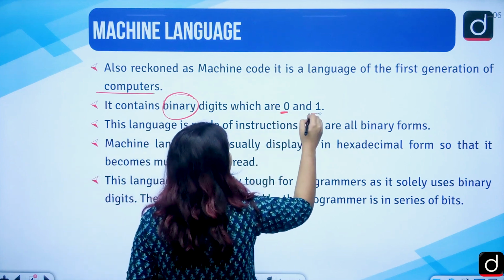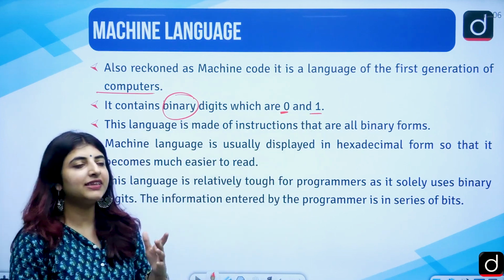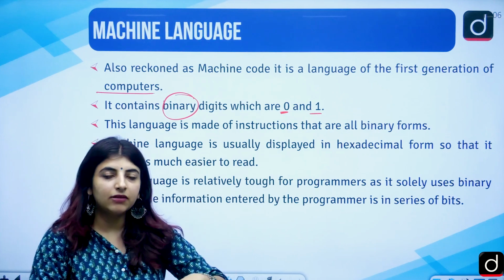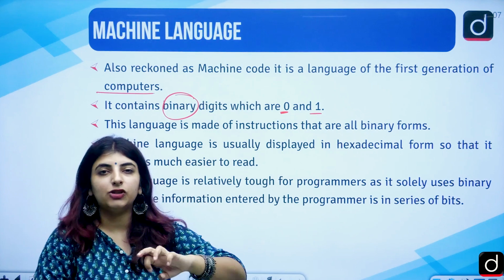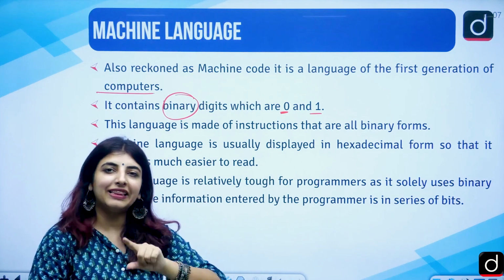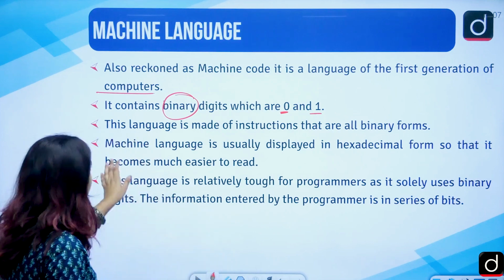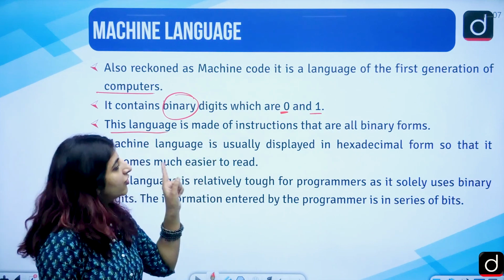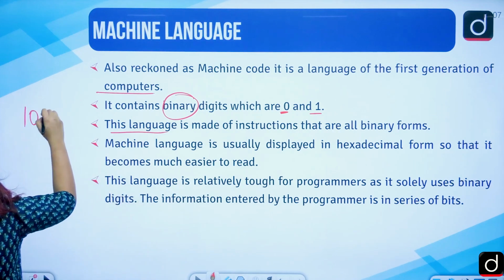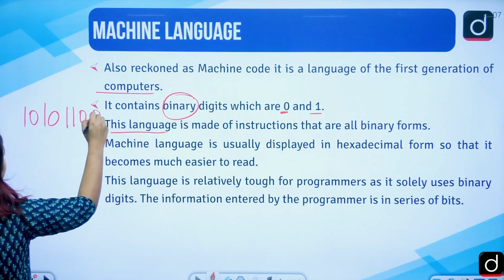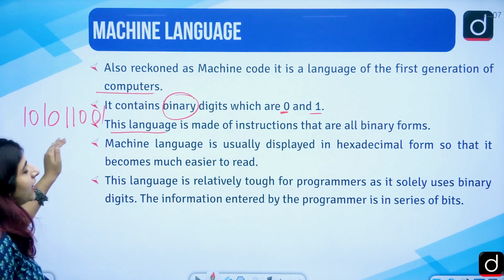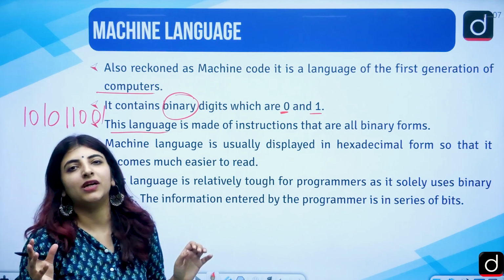0 and 1. So when you see questions in your NET examination where they ask you to convert the number system from binary to decimal to hexadecimal, you know that the binary digits are 2 in number and they are 0 and 1. Correct? This language is made up of instructions in all binary forms, which means that it will contain only these two numbers. This will create a particular code, and the computer understands zeros and ones only.